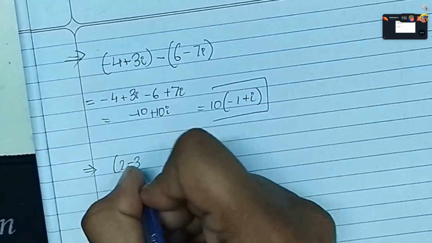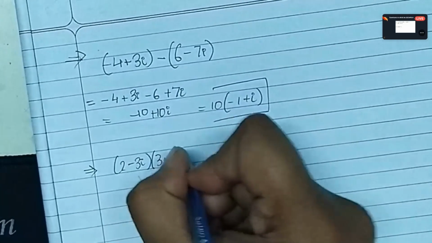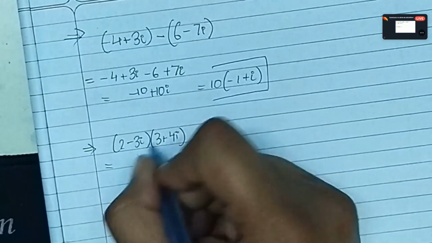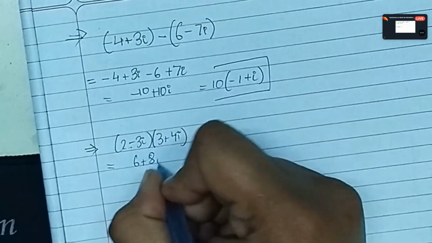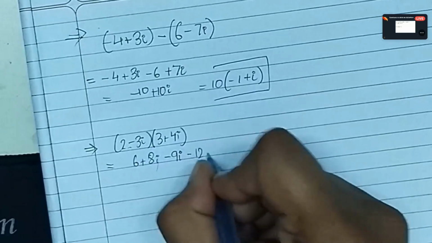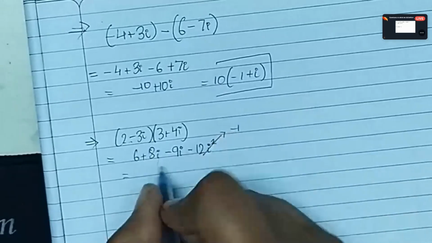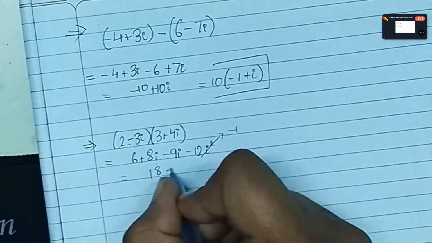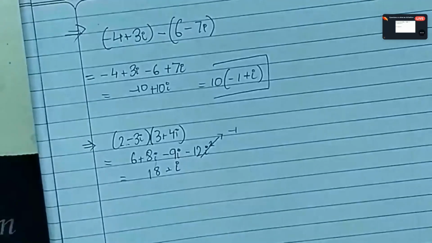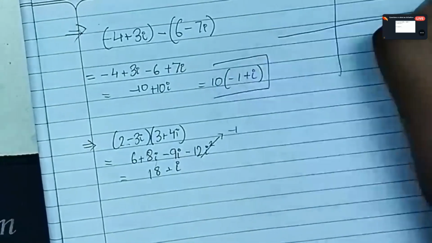So it is basically multiply. So it would be 6 plus 8 iota minus 9 iota minus 12 iota square. This will basically become minus 1. So you can see that it is 18 minus alpha. This is basically what we did in the first lecture, and we saw the interpretation through the graph.